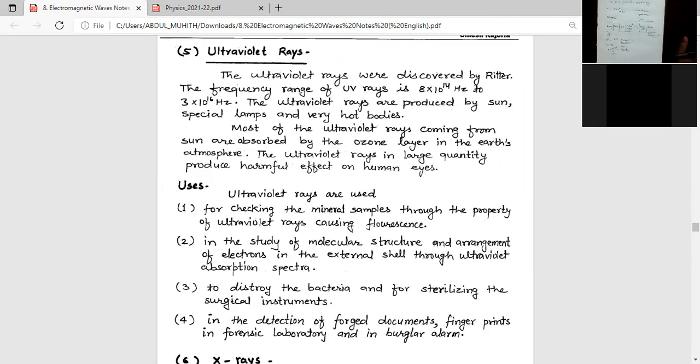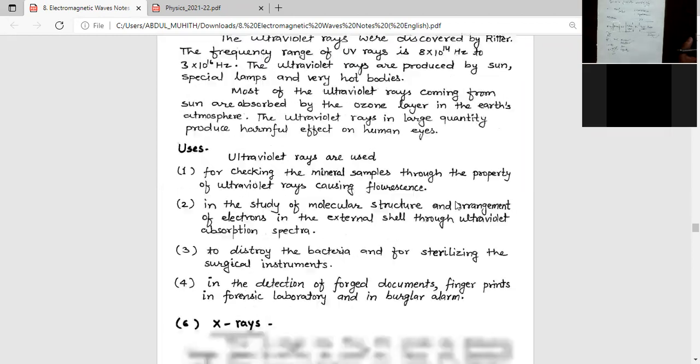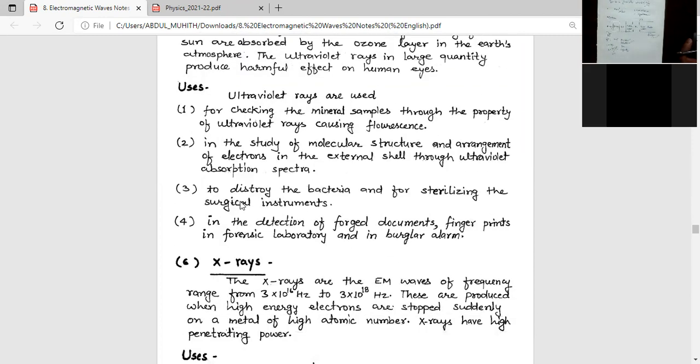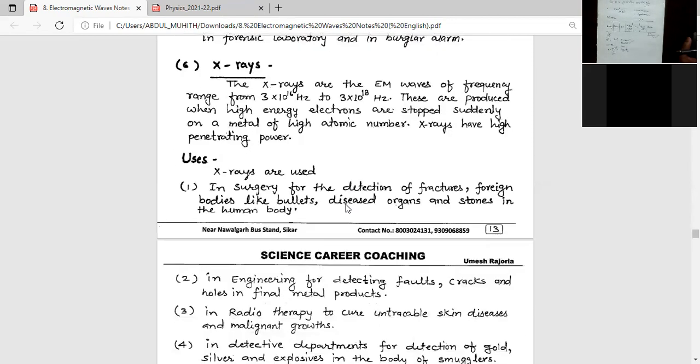The next one is the detection of forged documents, like forged notes, duplicate notes or duplicate stamp papers. In that also we use it, and for fingerprints in forensic laboratories and burglar alarms. If anyone has stolen something, they take the fingerprints, and we detect them using UV spectroscopy. Next is X-rays.